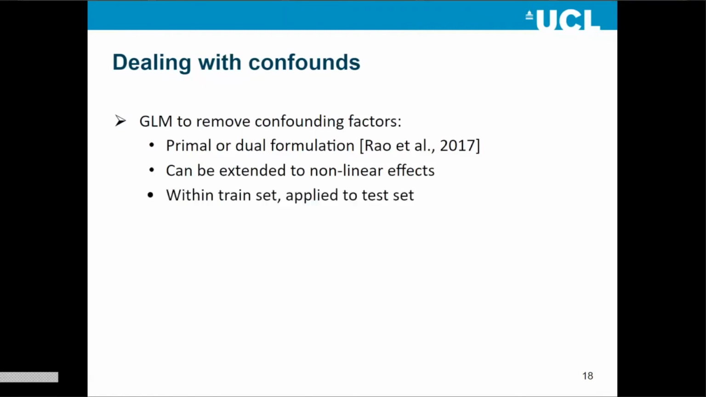Now, the important part is you need to do the correction within the train set, you obtain the parameters, and you apply them onto the test set. And that, again, is shown in this paper, how you can do that. But it's not necessarily a very common implementation of the correction, so just be careful.